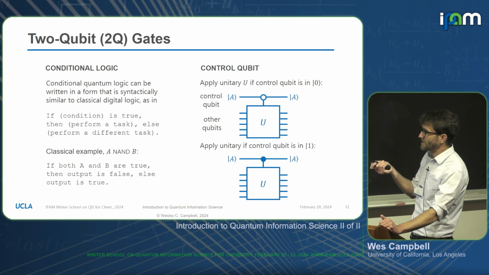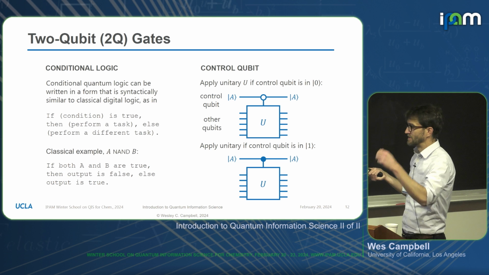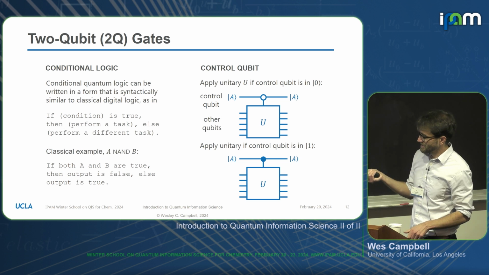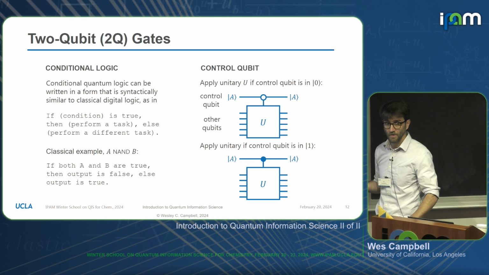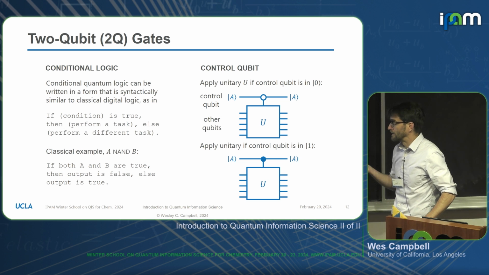If this open circle here means that this operation, whatever is written down here in the diagram, happens only if that control qubit is in the 0 state. This closed circle, by convention, means that it's the same thing, except it happens only if the control qubit is in the 1 state. Okay? So this would be what you would call a controlled unitary, whatever U is.